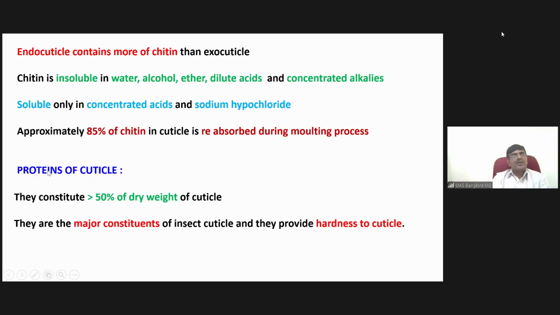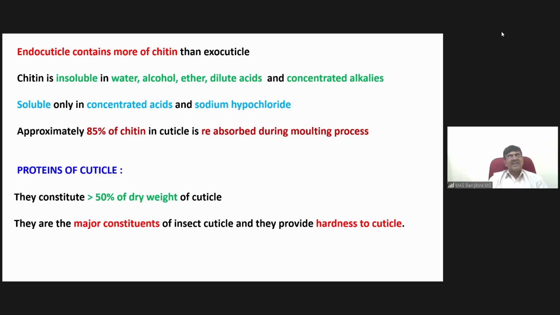So coming to the proteins of the cuticle. I told you the major component is chitin, the other components are proteins. Proteins comprise more than 50% of the dry weight of the cuticle. They are the major constituents, and these proteins provide hardness to the cuticle.